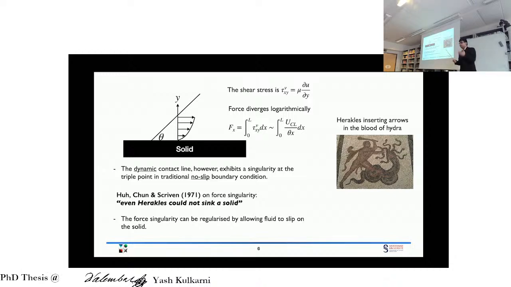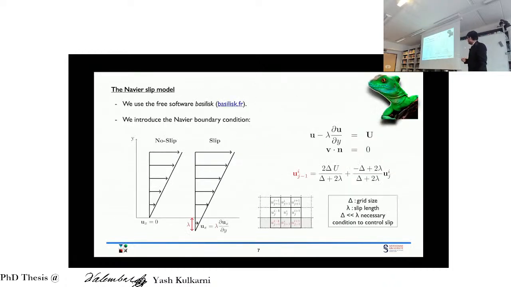And there are multiple ways to regularize this singularity. One way is to allow the fluid to have a small slip at the fluid-solid surface, which is the Navier slip model, which we will discuss. We use the free code Basilisk to do simulations, and here we implement the Navier slip boundary condition. You can see in the no-slip case the fluid-solid slip velocity is 0, but here we allow the fluid to slip slightly on the solid.